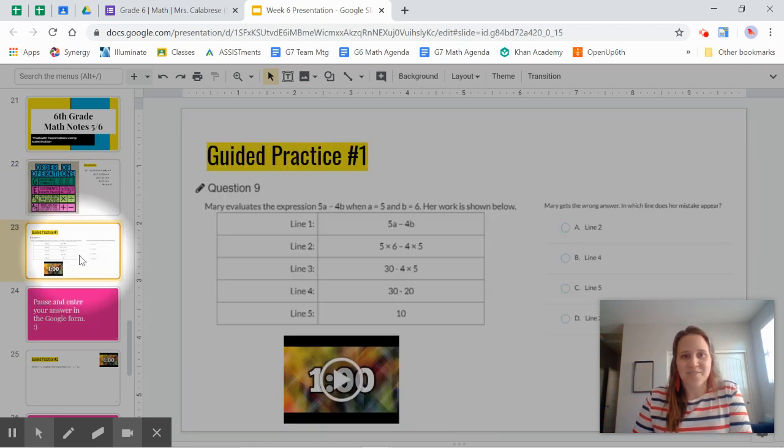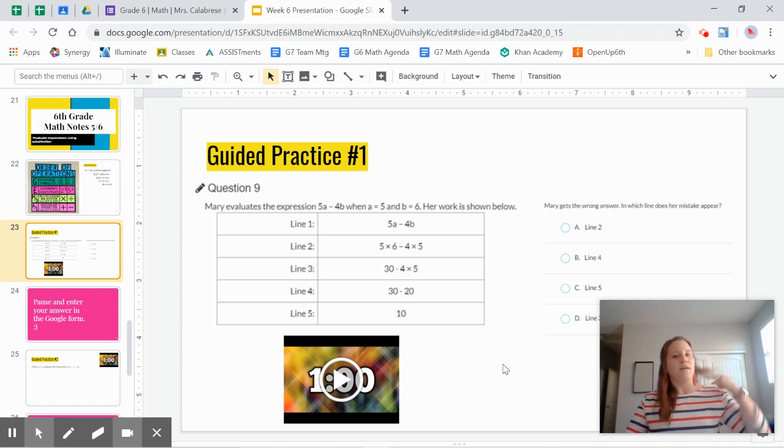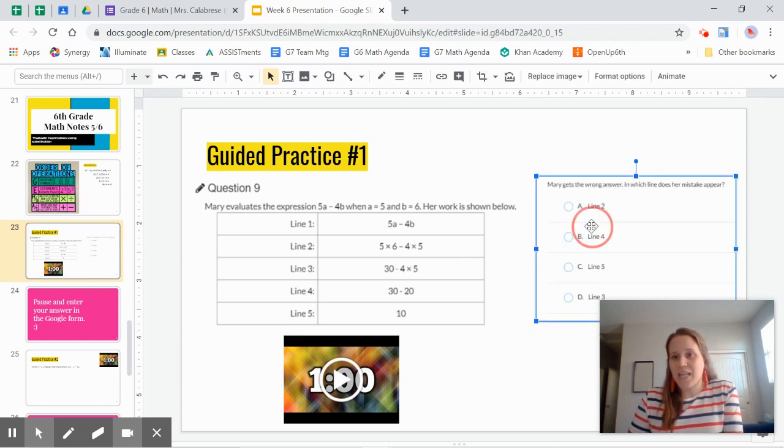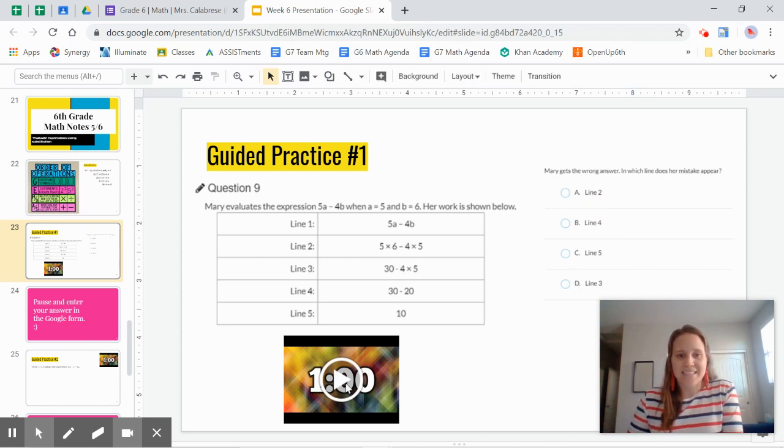Okay, let's do one. This is guided practice question number 1. We are looking for a mistake. It says Mary evaluates the expression 5a minus 4b when a equals 5 and b equals 6. Her work is shown below. There's her work. Mary gets the wrong answer. In which line does her mistake appear? Okay, take 1 minute to figure it out. Go.